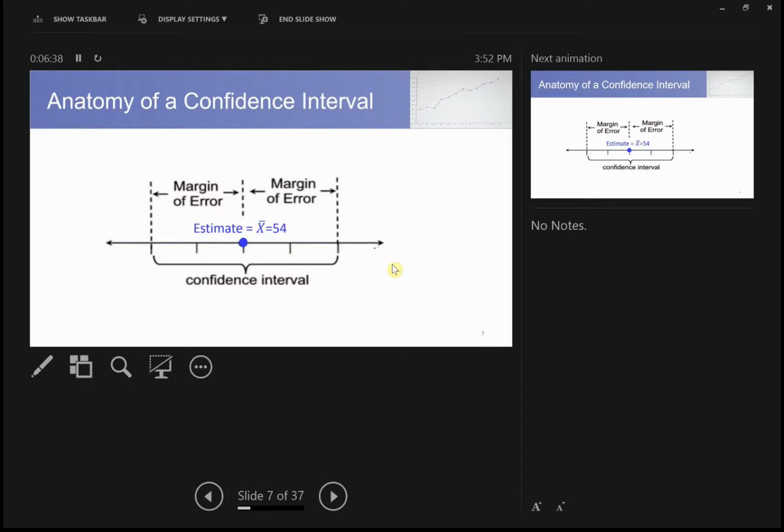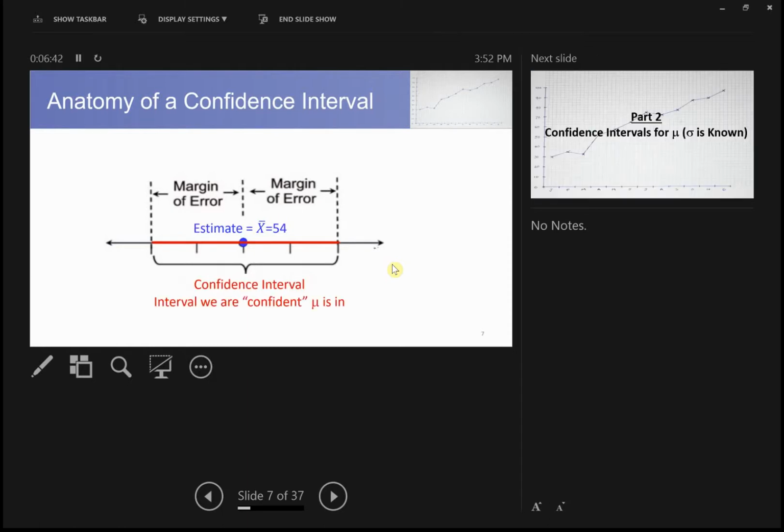Okay, so this is the confidence interval. Here's going to be our center at 54. And we're going to have to figure out what this margin of error is. This is the red portion here. And so this is going to be a confidence interval. In other words, we're confident that the true value for the population mean lies somewhere in this interval here. That's what we're trying to say.